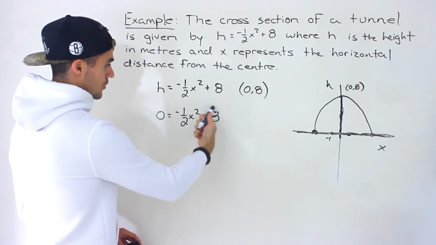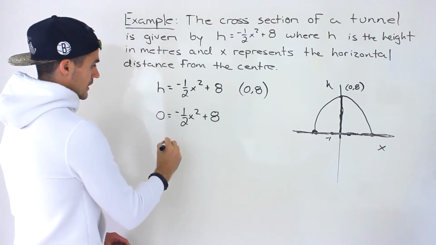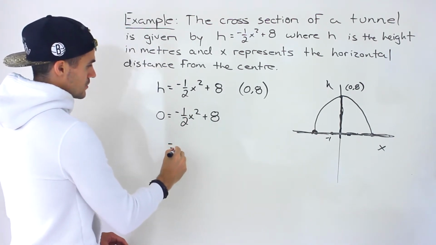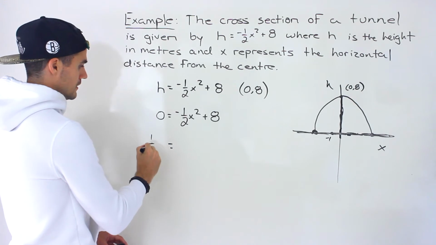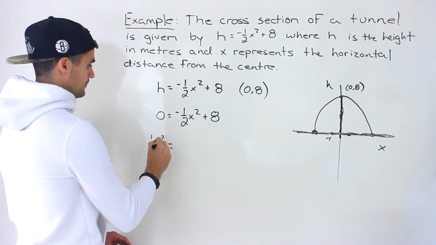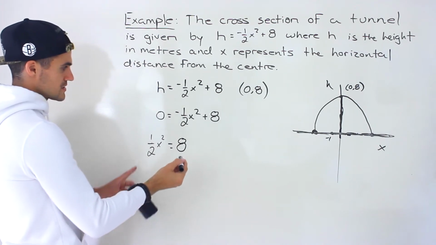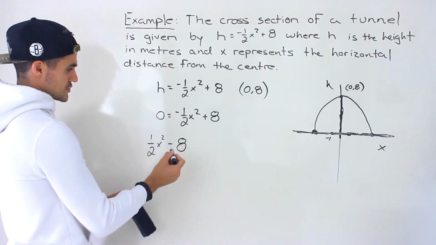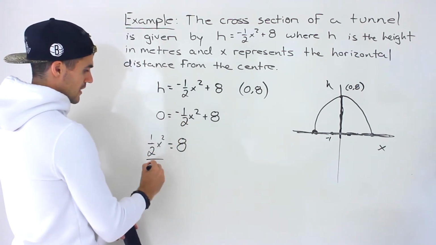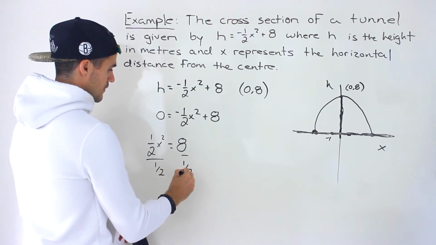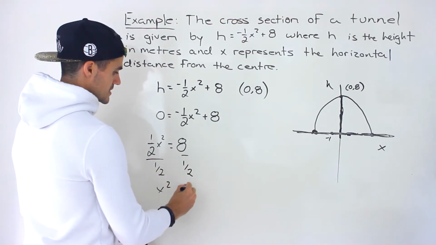Now, because there's no bx value here, there are a couple of different ways to solve it. Sort of the fundamental way, quote unquote, is to just solve for the x directly. So we could bring this over, divide both sides by 1/2, and then we'll have x squared is equal to 16.